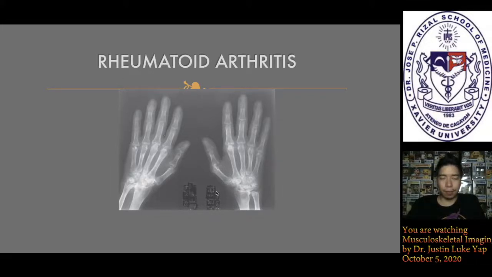So this is an example. You can see that more or less the destruction in both hands are more or less the same. So you see this increased lucency. This is your osteoporotic changes, decreased bone density, and thinning of the cortices.